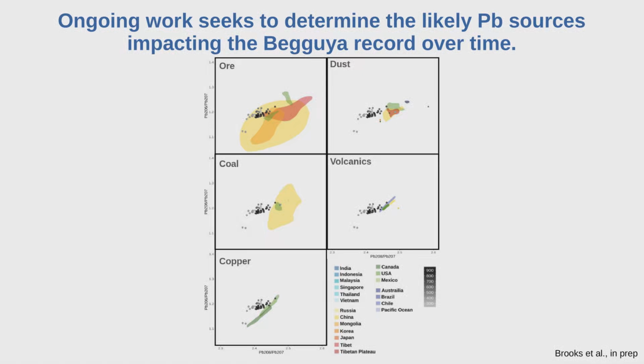As you can see, there's pretty poor correlation with things such as dust, but that ore mining actually has a really good correlation with our data set. And perhaps we can fully explain the changes we see in the record looking at the co-varied sources of ore mining, dust, volcanics, and copper.